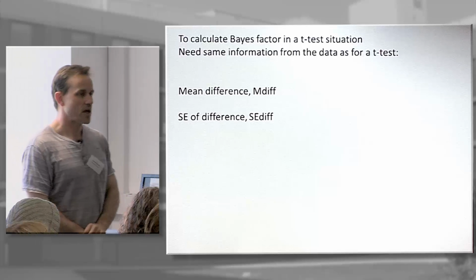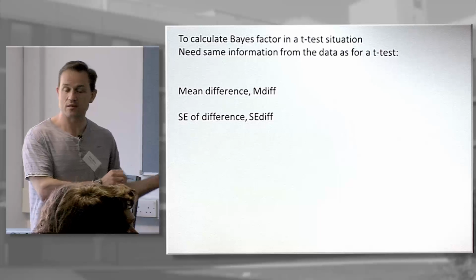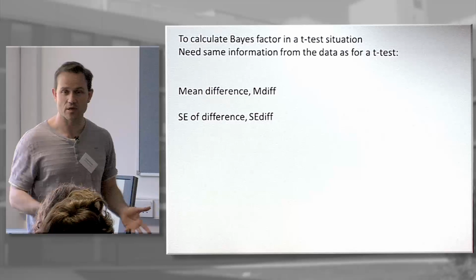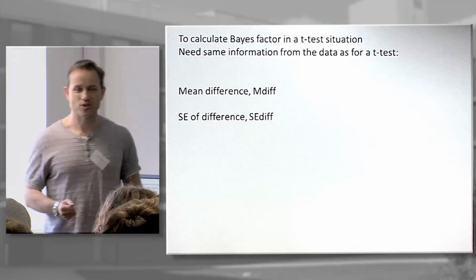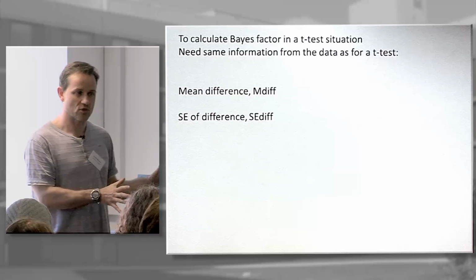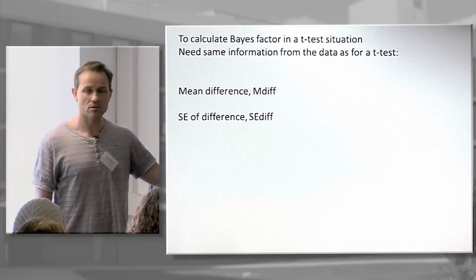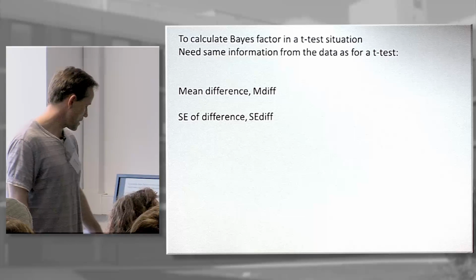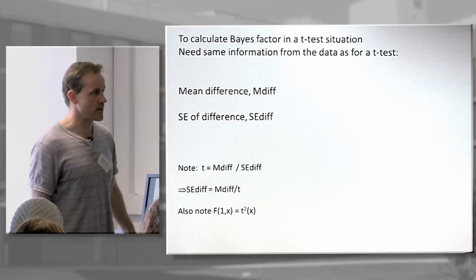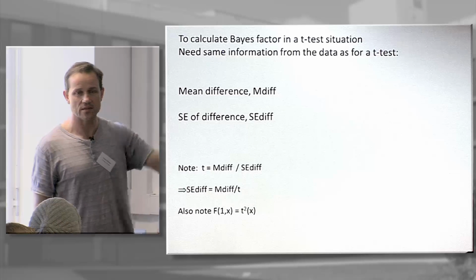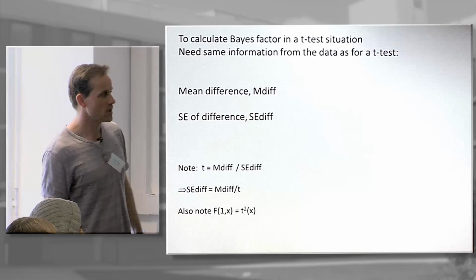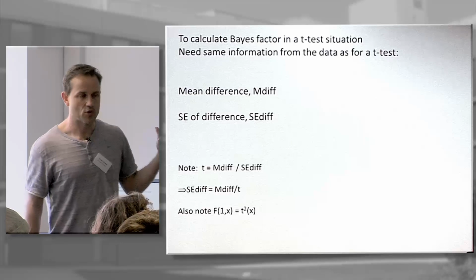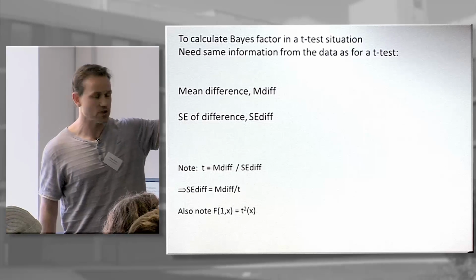Now, to know how strongly the data support one theory rather than another, you need to know not just what the theories predict, but you need to know what the data are, right? And a sufficient summary of the data in a t-test situation is the mean difference that you got and the standard error of that mean. Now, that's exactly the same as you would use in a t-test, because in fact the t-test just is the mean difference divided by its standard error. So that's useful in terms of using my online calculator, because what you need to enter into the calculator is the mean difference and its standard error.